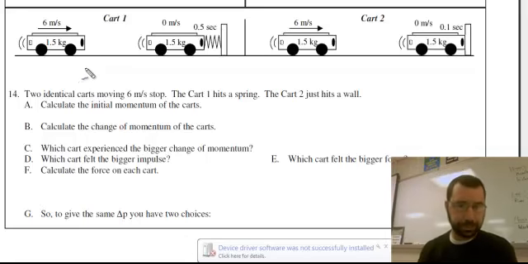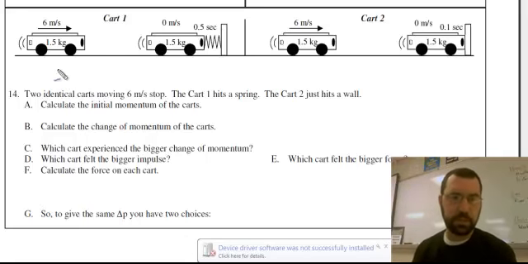Okay, so this is problem number 14. We've got the scenario where we've got two carts. One is going to run into a spring, and it's going to take a half a second for that spring to stop. And then the other one, it's going to run just into a regular wall, and that takes a tenth of a second to stop. Same mass of the carts on each side with the same initial velocity.